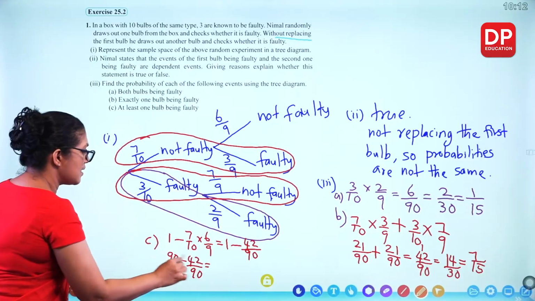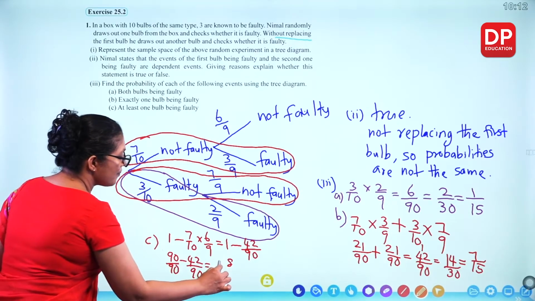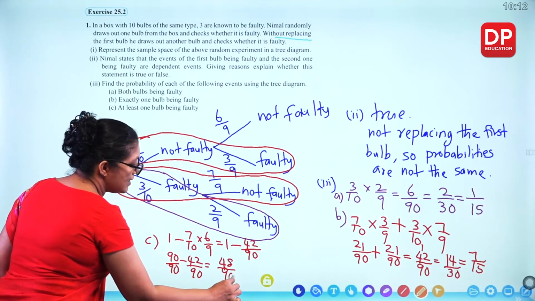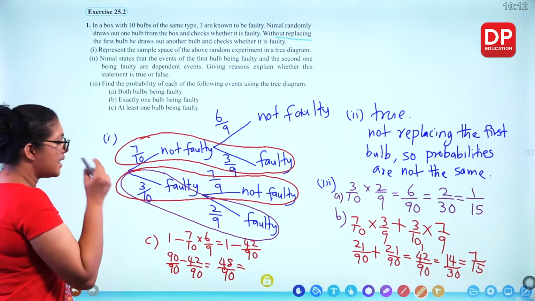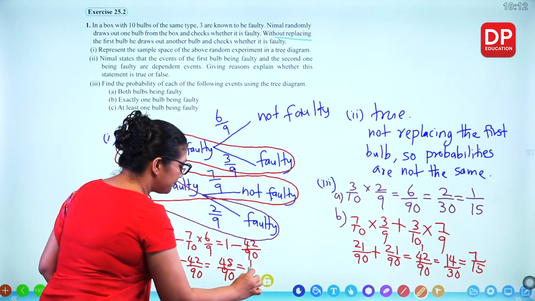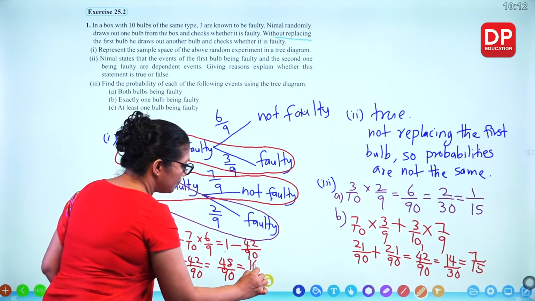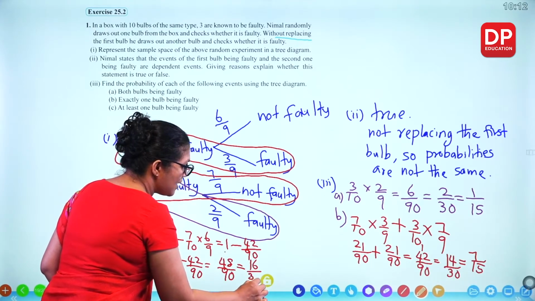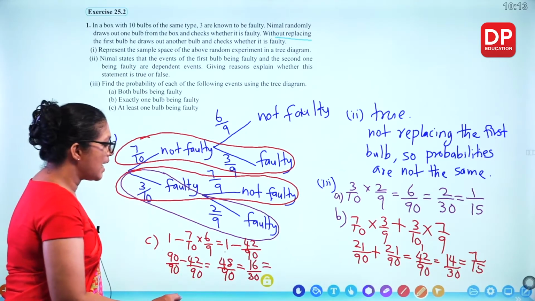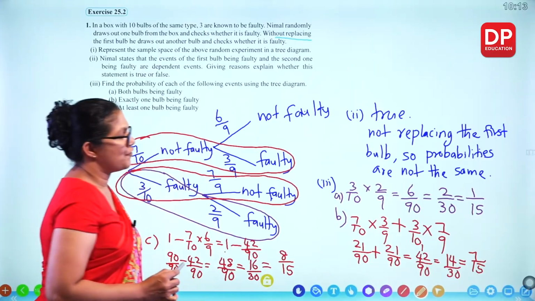And what's the subtraction? You get 48 over 90, divide by 3, 16 over 30, divide by 2 again, you get 8 over 15.